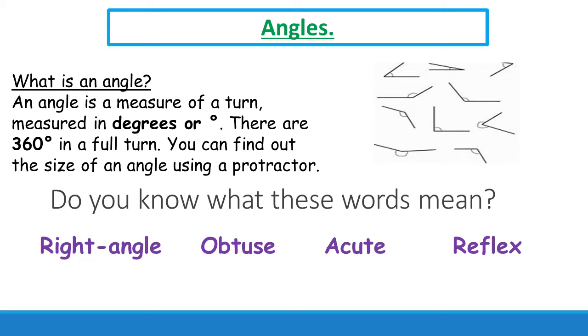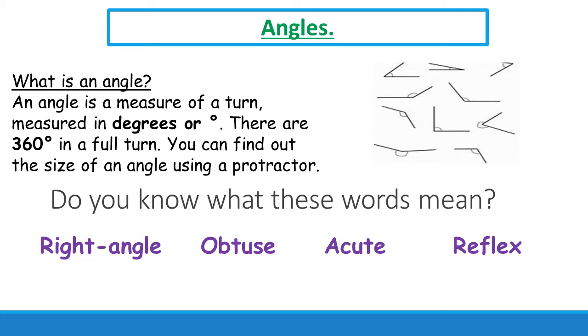Hello everybody. Today we're going to be learning about angles. What is an angle? An angle is a measurement of a turn, and we measure that in degrees, and this is the sign for degrees. There are 360 degrees in a full turn, so if you stand up, turn all the way around back to the beginning, you have turned 360 degrees.